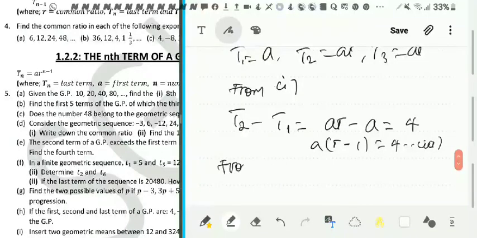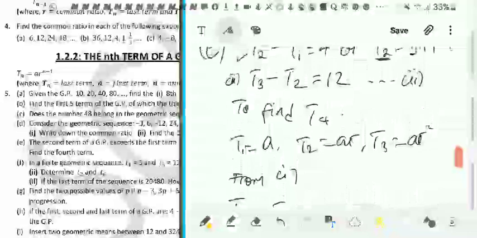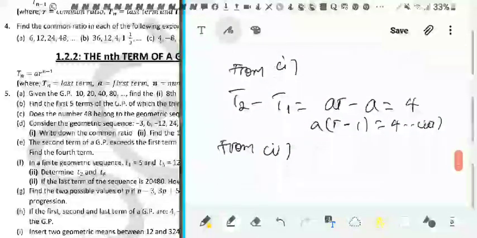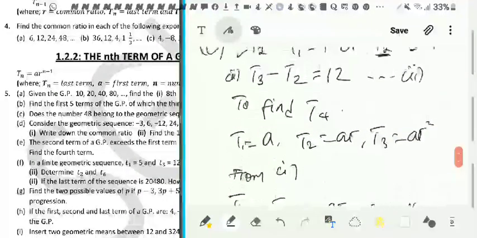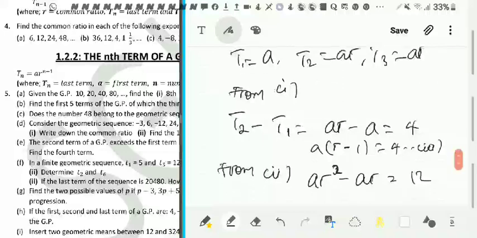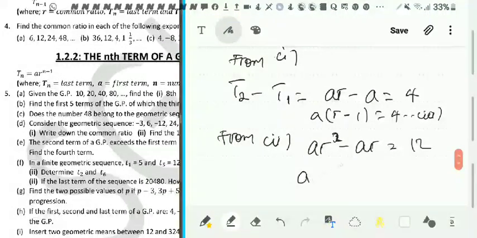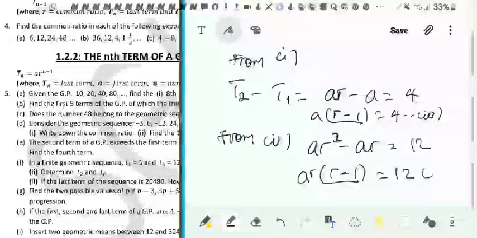Then from equation 2, what do we have here? T3 minus T2 equals 12. T3 is AR square, T2 is AR. So AR square minus AR equals 12. Let's factorize also. A and R are common, so we have AR open bracket R minus 1 equals 12. So you see, I'm having R minus 1 here, and I'm having R minus 1 here. This is equation 4.